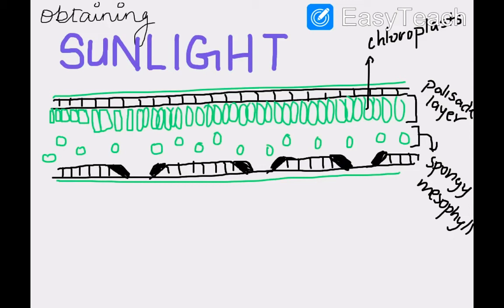So what the palisade layer allows is to capture as much sunlight as possible. And then the spongy mesophyll, the reason why there's space between the chloroplasts is because they're close to the stomata, and the stomata allows for carbon dioxide to go in. So the space between those chloroplasts allows for the air to travel pretty easily at the bottom of that leaf.